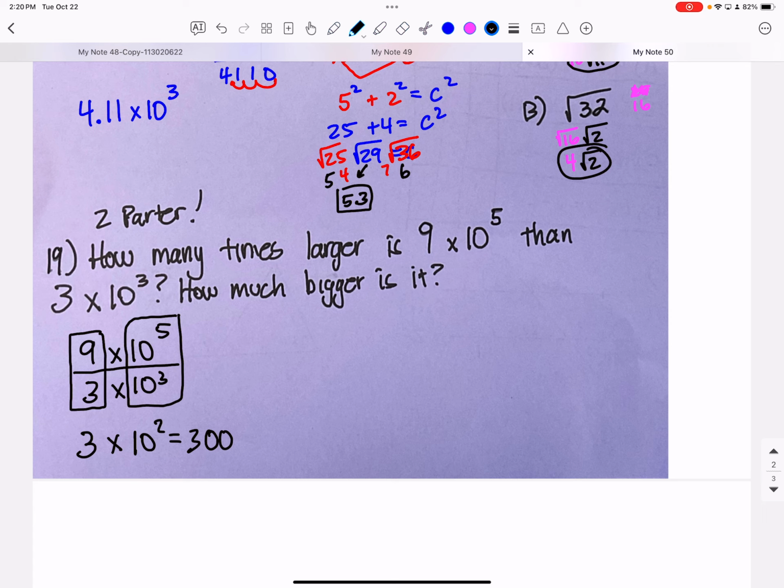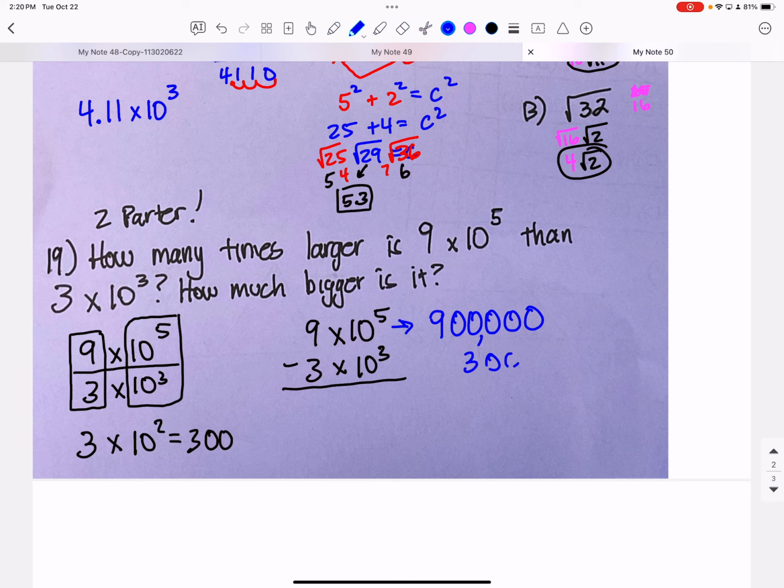How much bigger is it? Well, if I'm 200 pounds and someone else is 100 pounds, I'm 100 pounds more. 200 minus 100. So let's do the same thing. 9 times 10 to the 5th minus 3 times 10 to the 3rd. Unfortunately, there are no shortcuts for minus with the powers. One less than minus is nothing. So we have to take these all the way to numbers. 9, move it over 1, 2, 3, 4, 5. This is 900,000. 3, move it over 1, 2, 3. This is just 3,000. So 897,000 is the answer.